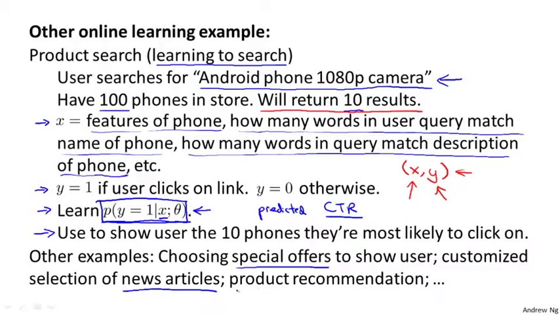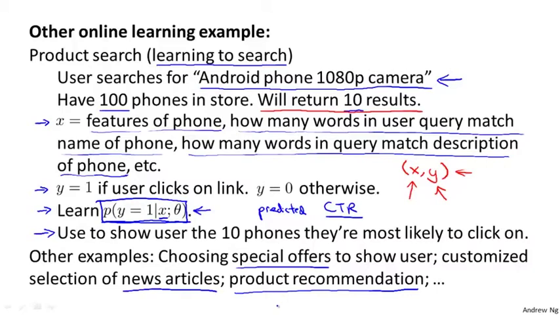Closely related to special offers would be product recommendations. And in fact, if you have a collaborative filtering system, you can even imagine a collaborative filtering system giving you additional features to feed into a logistic regression classifier to try to predict the click-through rate for different products that you might recommend to a user.